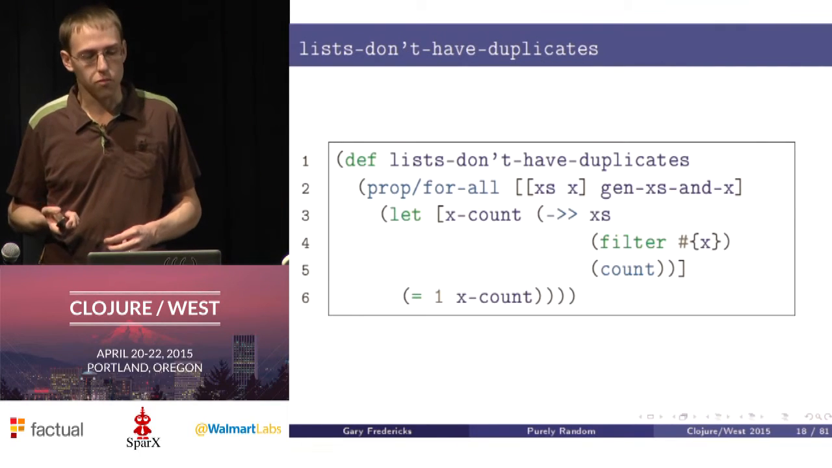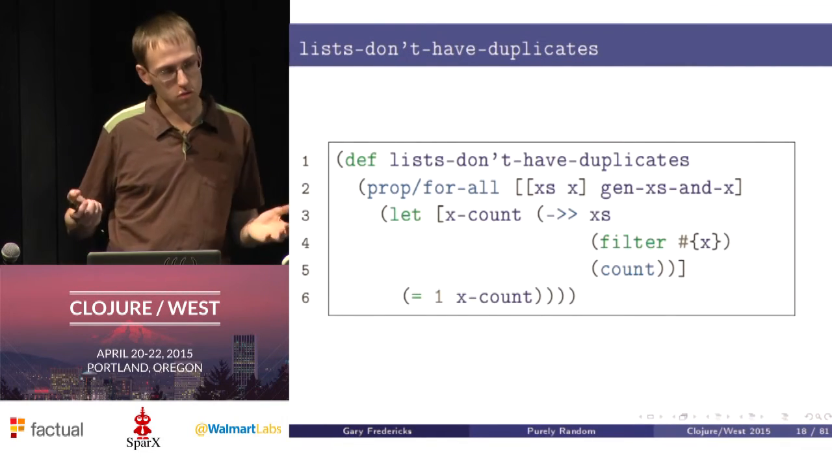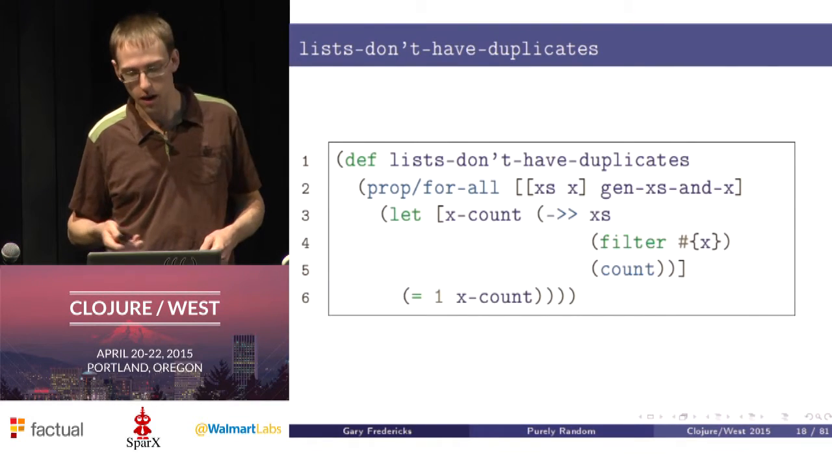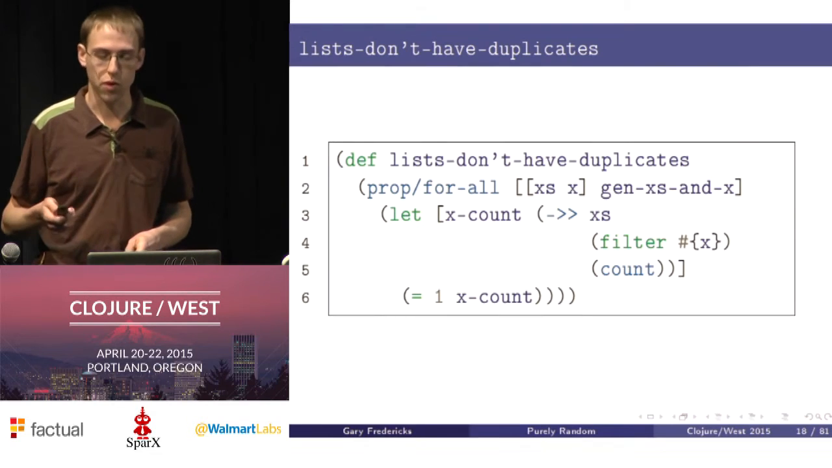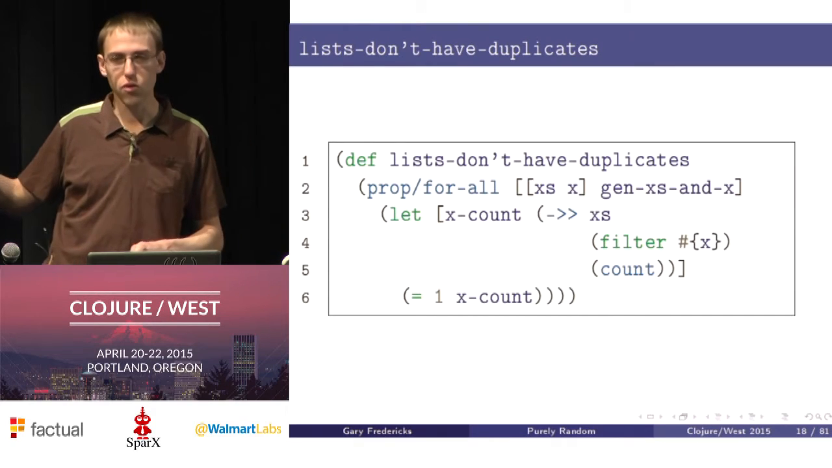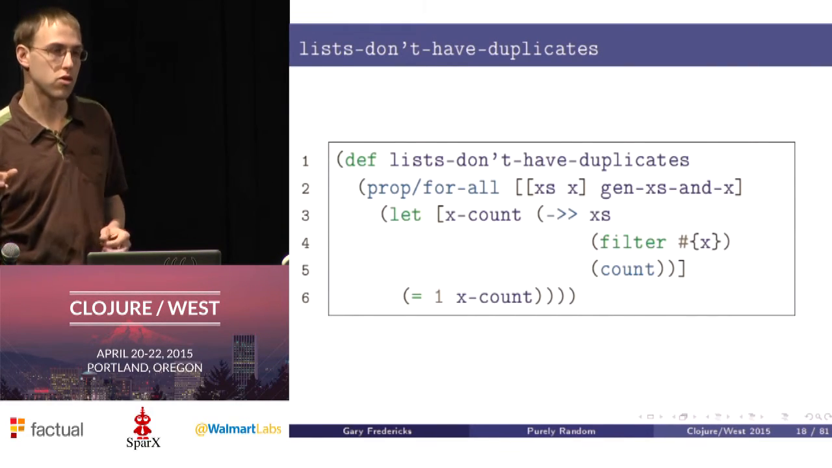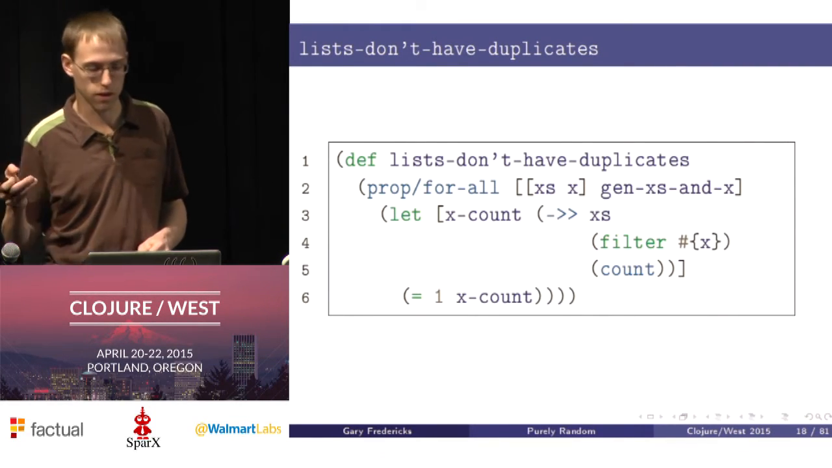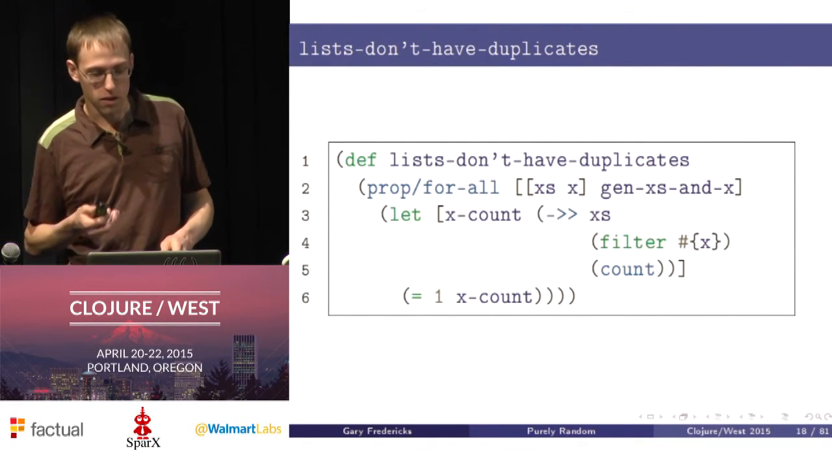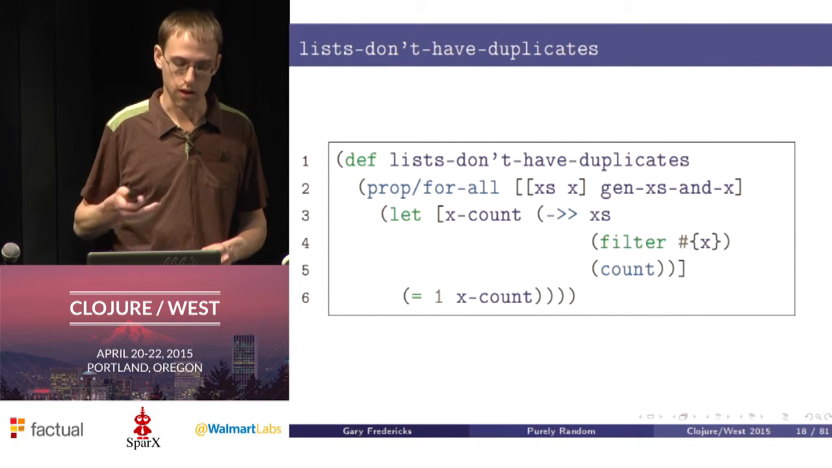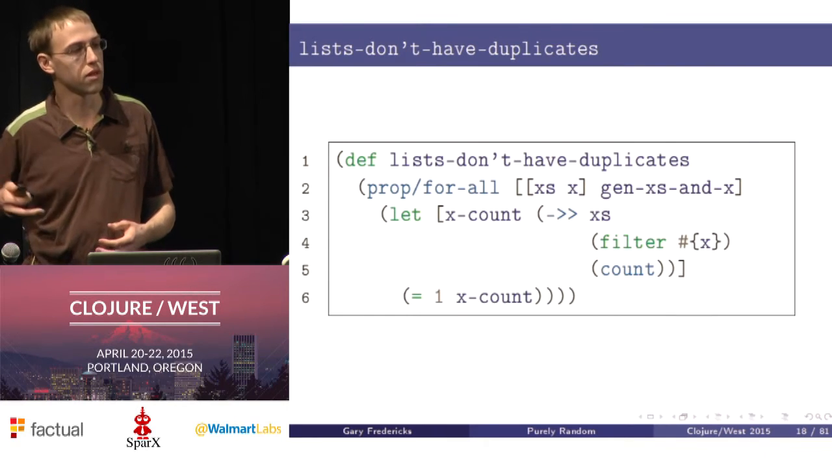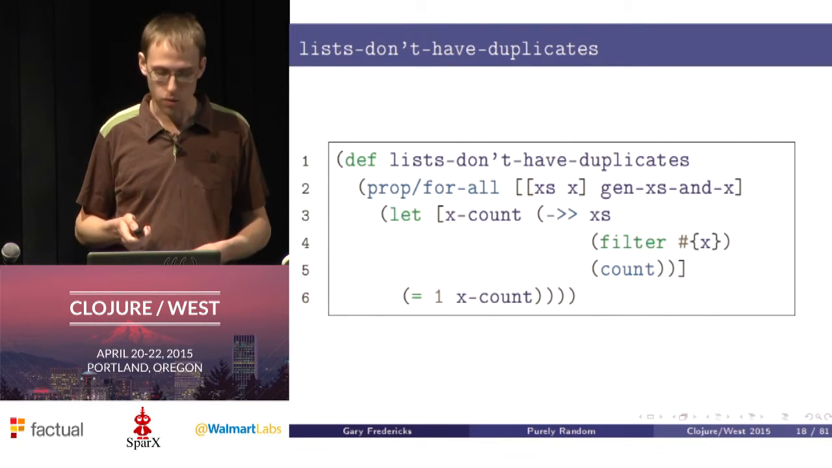Then we also have this dubious property. We don't actually have any code to test, but we can still write properties that say things about the things we've generated. So this property is called lists don't have duplicates. The way we write it is on line 2. We use the generator from the previous slide, and we destructure the generated value into xs and x. And then we simply count how many times the number x appears in that list, and we assert it must be 1 on line 6. So lists don't have duplicates. Any item from the list must be there only once.